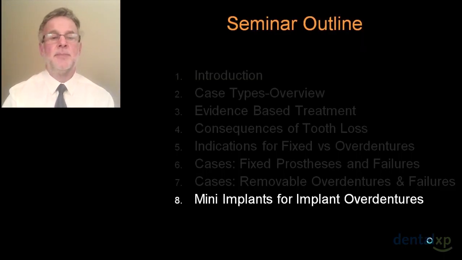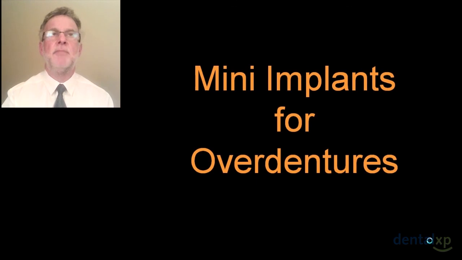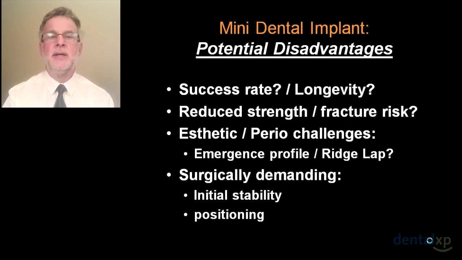So last point on our outline is, again, to revisit mini implants for overdentures. And in the beginning of our webinar, in the overview, we touched upon this. Let's talk about this a little more. Mini implants, for the most part, tend to be one-piece implants. And we need to be a little bit more cautious with mini implants because they haven't been around as long. We need to ask ourselves, what is the success rate and long-term success rate? What is the fracture risk?